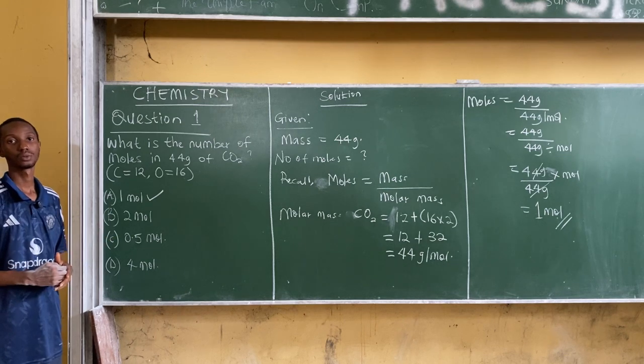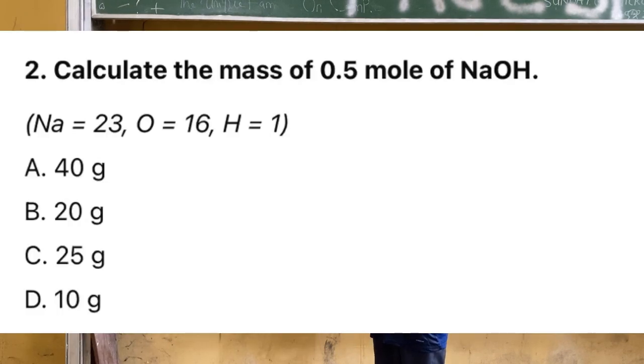1 mole. Question 2 says, calculate the mass of 0.5 moles of sodium hydroxide. They gave us sodium to be 23, oxygen is 16, and hydrogen is equal to 1. We have the following options. Option A, 40 grams. Option B, 20 grams. Option C, 25 grams. And option D, 10 grams. Let's solve this together.